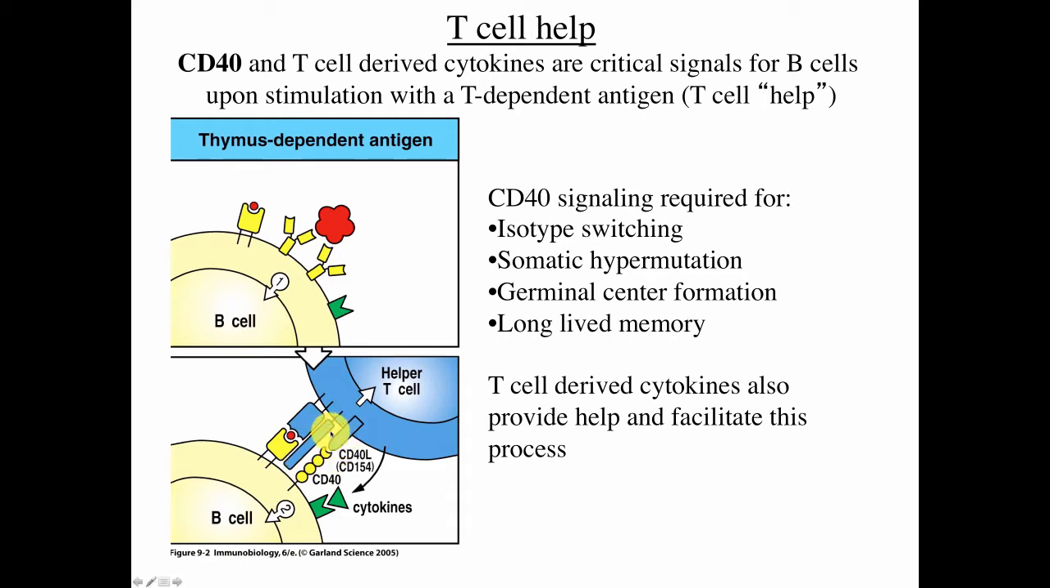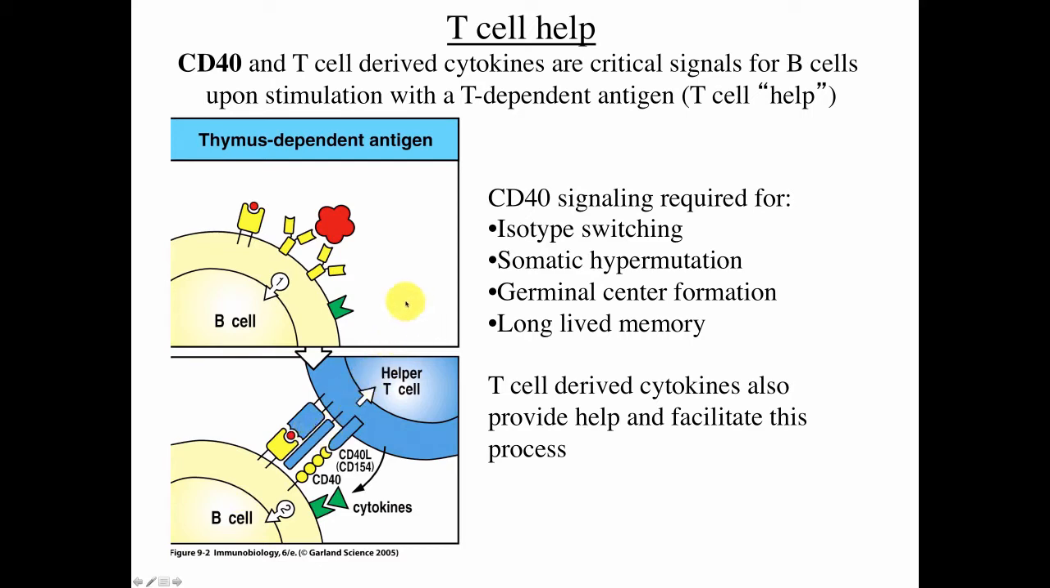But the other thing that's really important for T cell help is that not only does the T cell express CD40 ligand, but it also produces cytokines. Some of these cytokines will act on cytokine receptors expressed by the B cell. And it's really the combination of all three of these signals, signals to the B cell receptor, signals via CD40, and signals via cytokines, that regulate B cell activation and determine what it's going to do.